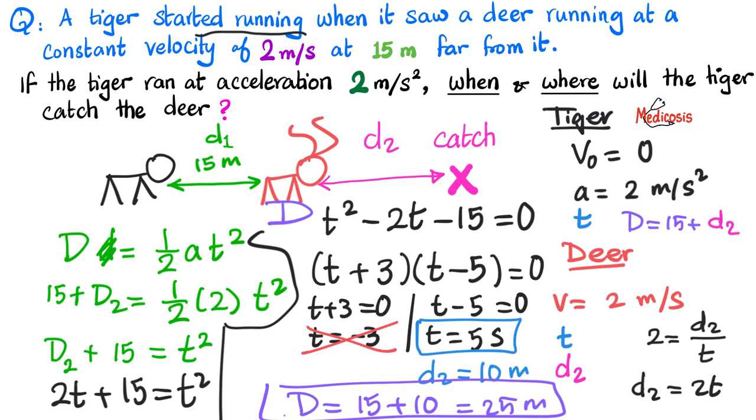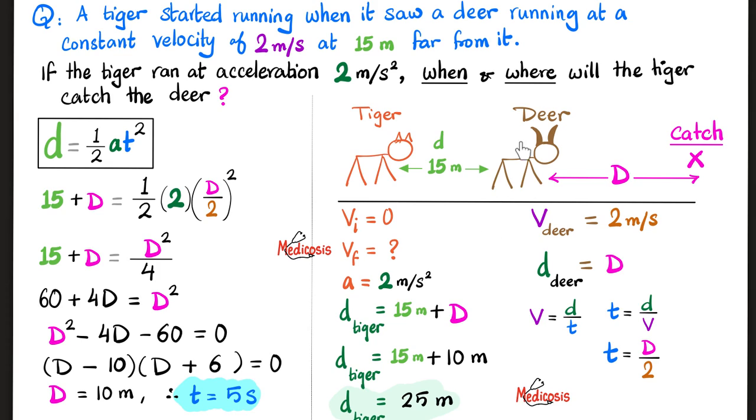And that was an excellent question. Here is the same answer in color, but here I tried something different. Here is the tiger. I wrote everything that I knew about the tiger here and about the deer there. Then I said that D for the tiger, all of this distance, is 15 plus this D. And 15 plus this D went here under the D, equals half of the acceleration times t squared. And then I did not just say t squared. I know that the time is this D over 2. So I put it here.